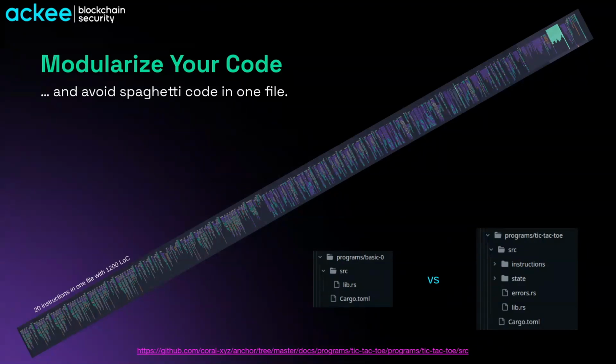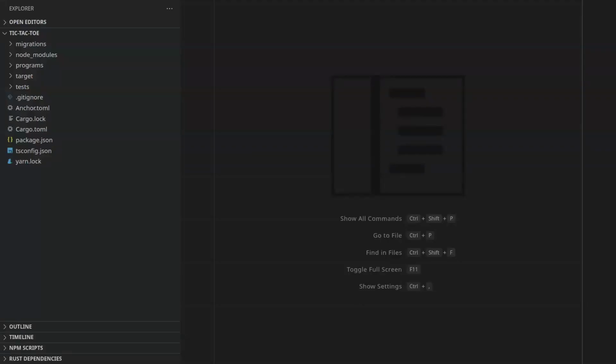One example that you can find is in the Anchor repository. There are actually different examples. There are some basic examples that have only this flat structure. But if you go in the documentation folder, programs, and tic-tac-toe, there you can find a nice example of a structure that is commonly used on Solana in general and with Anchor projects. And I have opened the repository here so we can go quickly through it.